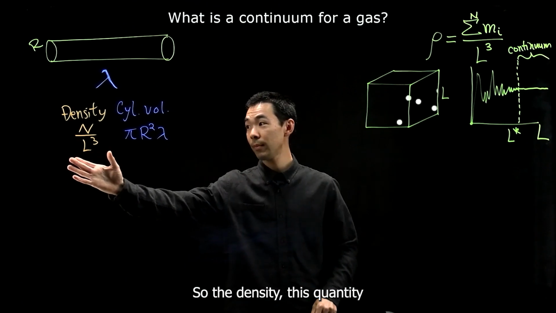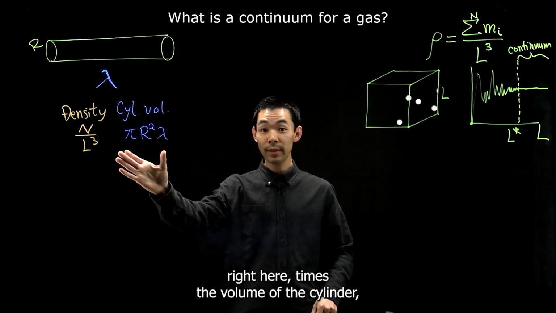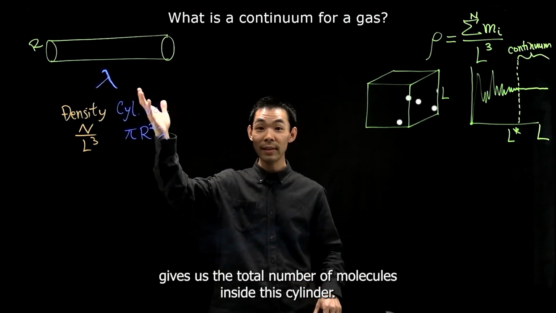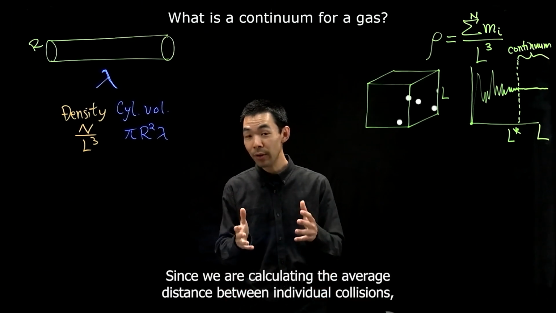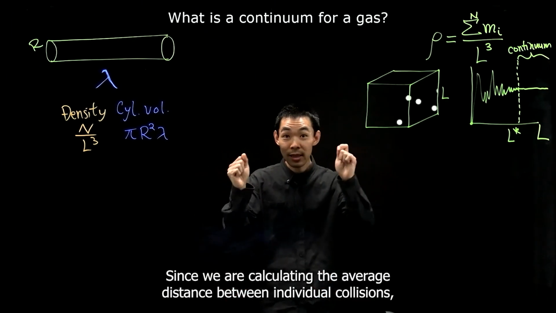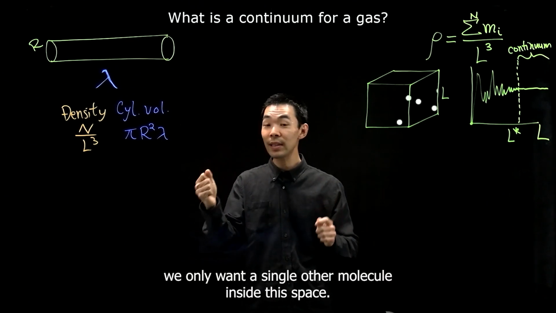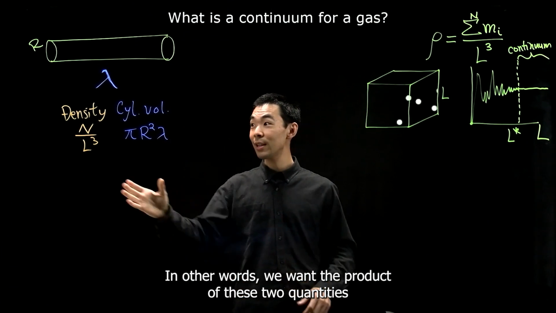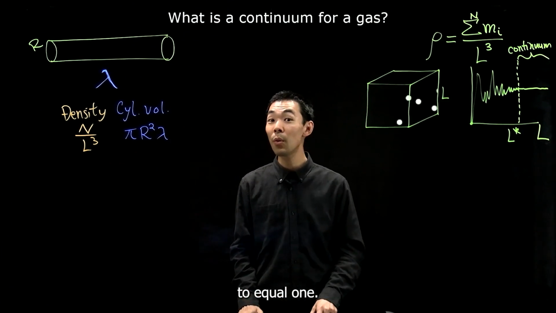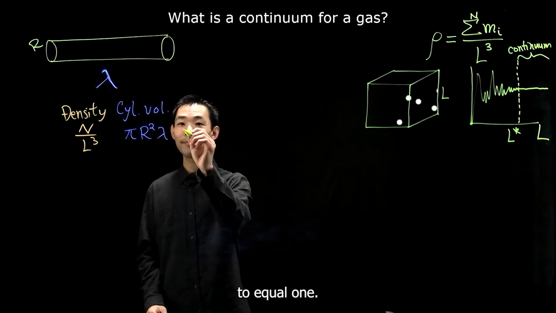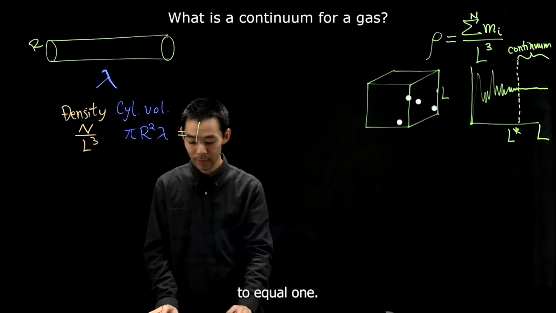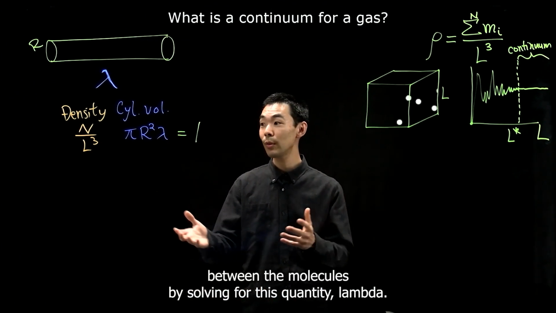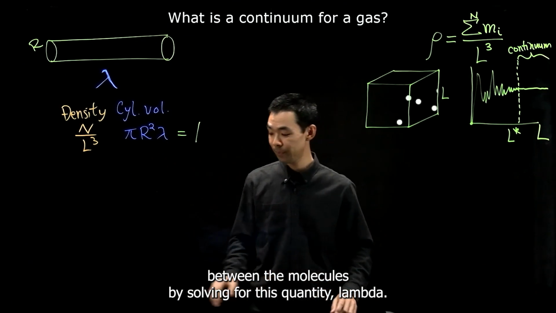So the density, this quantity right here, times the volume of the cylinder gives us the total number of molecules inside the cylinder. Since we are calculating the average distance between individual collisions, we only want a single other molecule inside this space. In other words, we want the product of these two quantities to equal 1. We can now solve for the average distance between the molecules by solving for this quantity lambda.